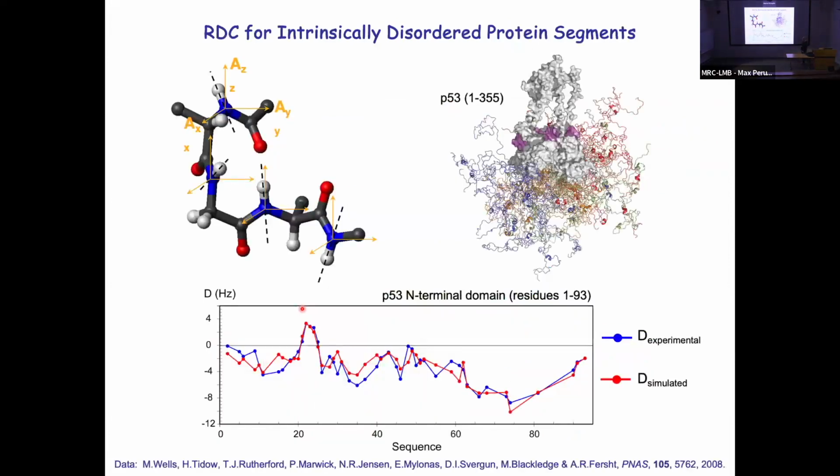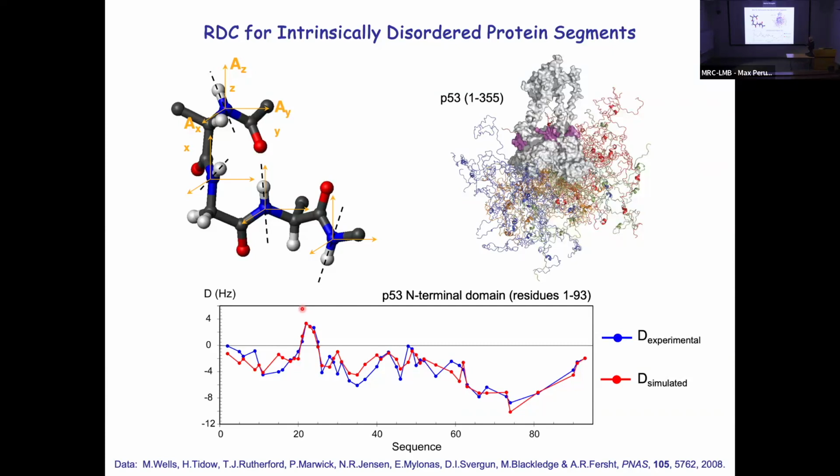We can use that in more practical terms. In this particular case, this is a homotetramer of p53. So it's 355 amino acids times 4, which is a bit big for NMR, but it has an intrinsically disordered tail of 93 residues long. And we can look at the residual dipolar coupling in the context of the full length, whilst it's attached to the full length protein here. And we can see that the experimental data in blue does not fit to a random coil for that structure.